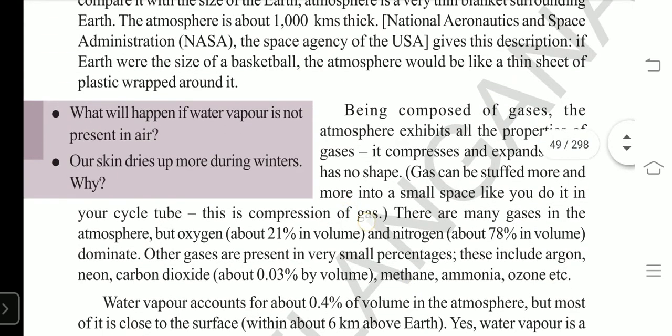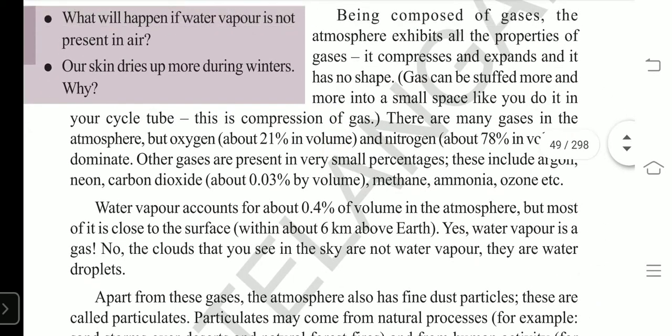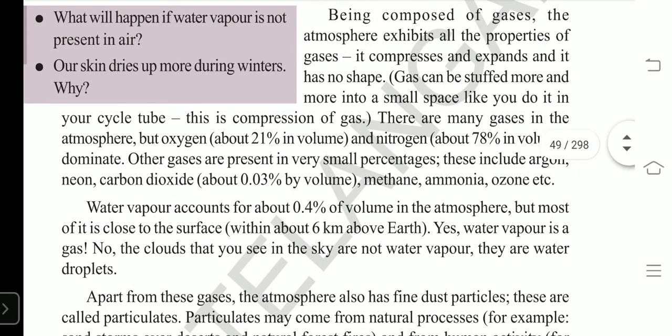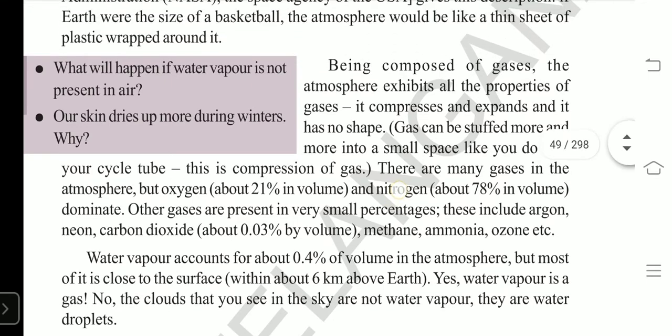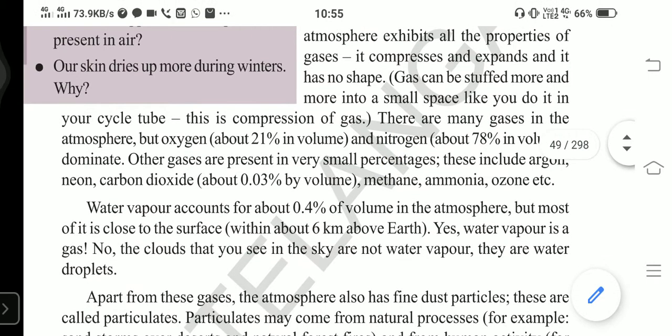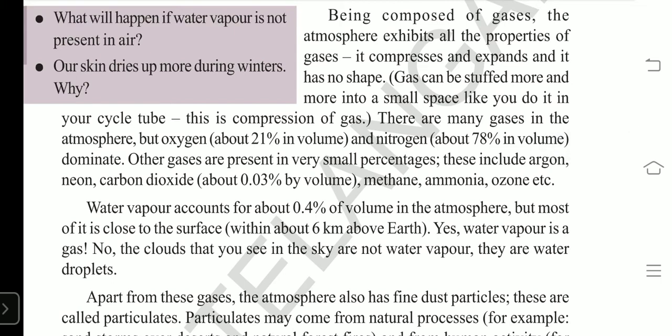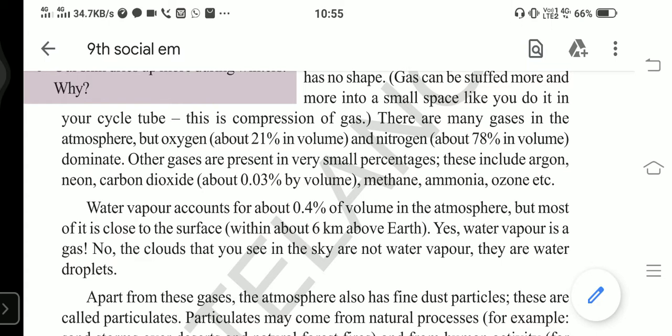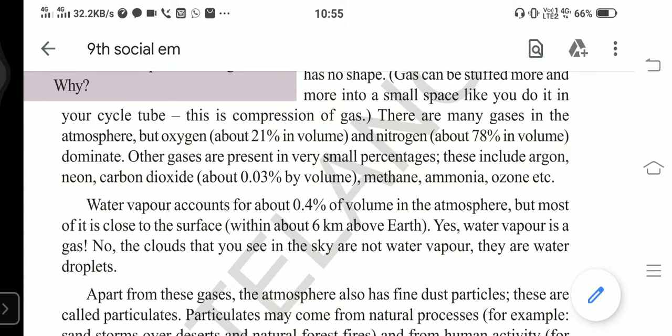There are many gases present in the atmosphere, my dear students. Oxygen, which is very important for our life, constitutes 21 percentage. Nitrogen is 78 percentage in the atmosphere. These are the two dominant gases. Other gases which are present are very small in amount. Those are argon, neon, carbon dioxide. Carbon dioxide constitutes 0.03 percentage, very less. Methane, ammonia, ozone, all these are present in the atmosphere in small percentages.